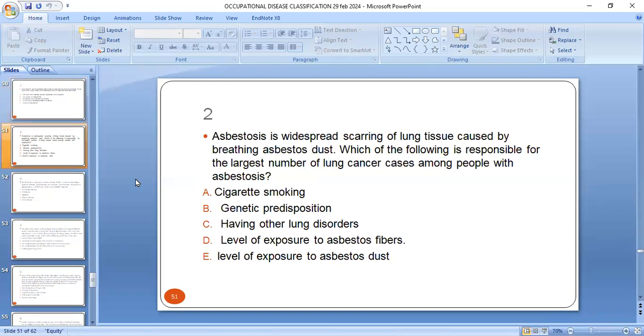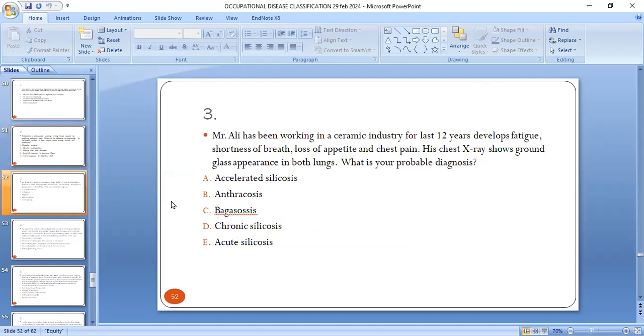Asbestosis is widespread scarring of the lungs caused by breathing asbestos dust. Which of the following is responsible for the large number of lung cancers among people with asbestosis? Is it cigarette smoking, genetic predisposition, having other lung disorders, level of exposure to asbestos fiber, or level of exposure to asbestos gas? It's E. A is cigarette smoking.